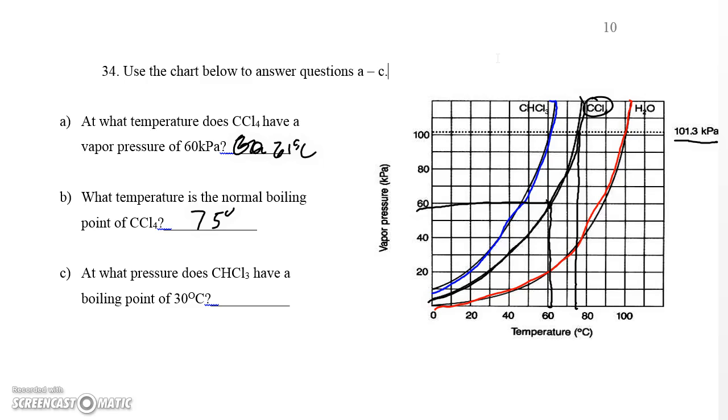And then at what pressure does carbon tetrachloride, I'm sorry, trichloromethane have a boiling point of 30 degrees Celsius? So for this one, what we need to do is go to the CHCl3 and find out what my vapor pressure would be at 30. So we go straight up, and then we find out what the atmospheric pressure would be, and that looks like it's going to be just a little bit above 30.